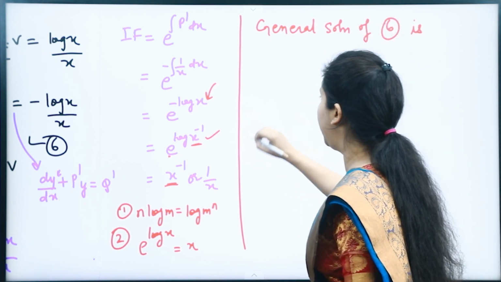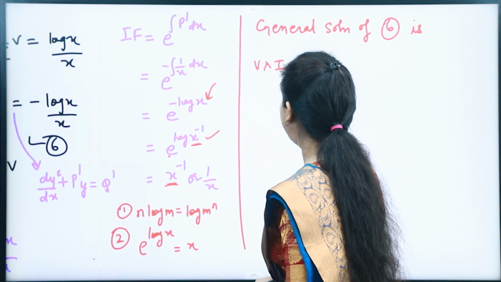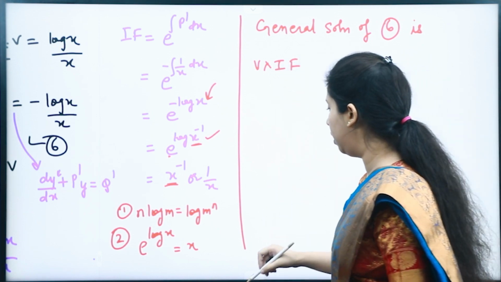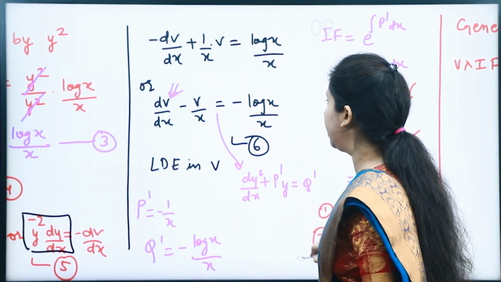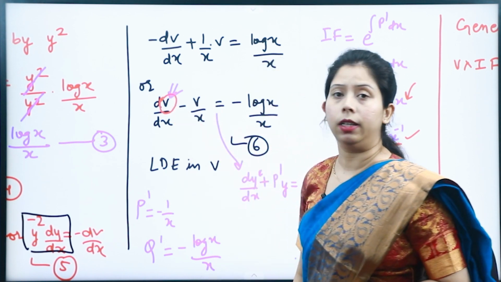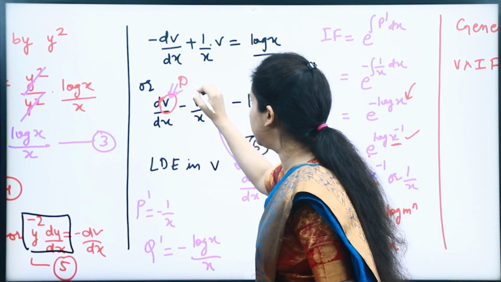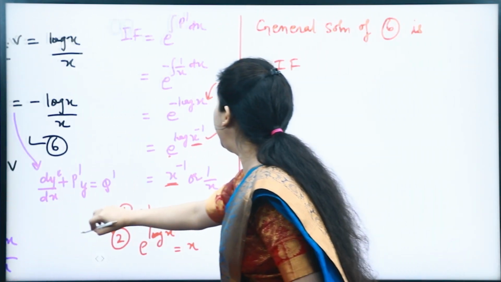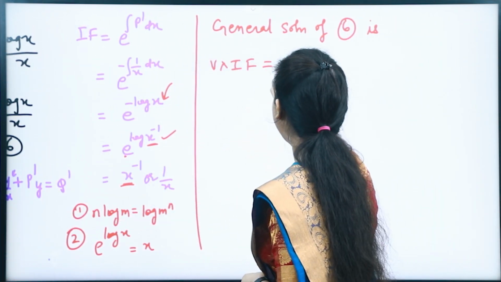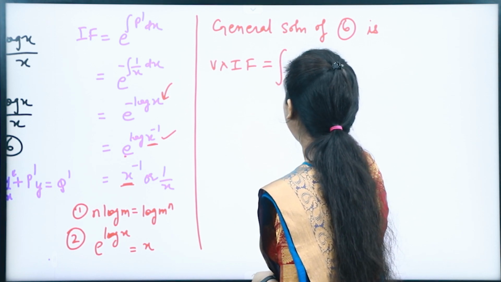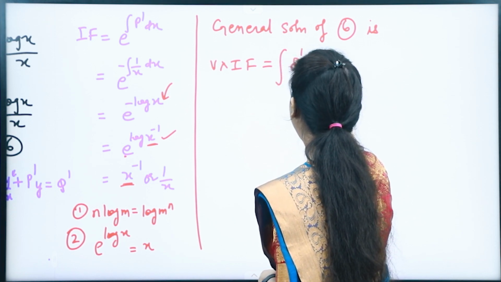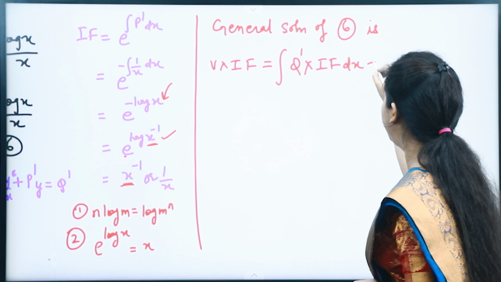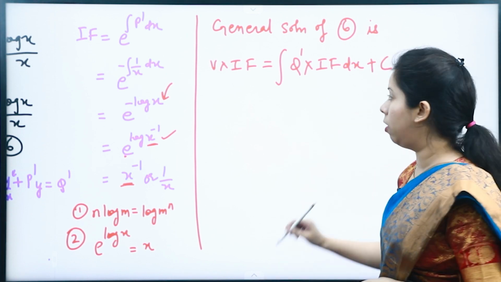So that is given by v into integrating factor. Why are we writing v over here? Because from equation 6 we can see that the dependent variable used here is v. So the formula will be v into integrating factor is equal to the integration of q dash into integrating factor dx plus c, where c is the constant of integration.